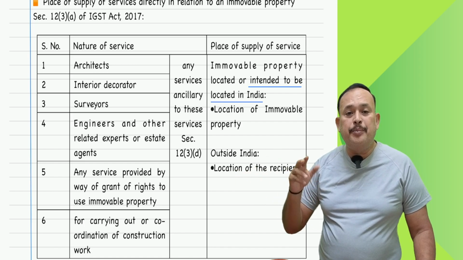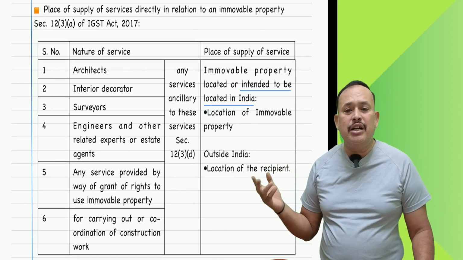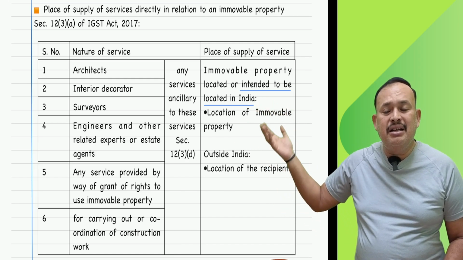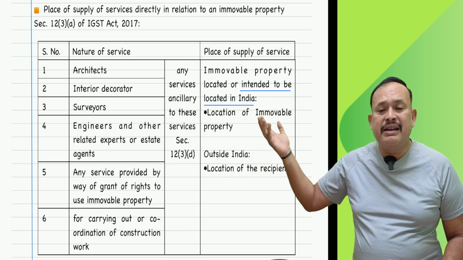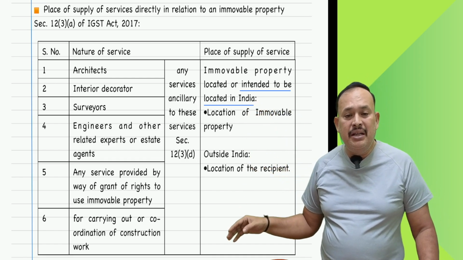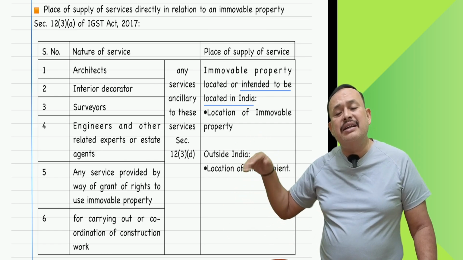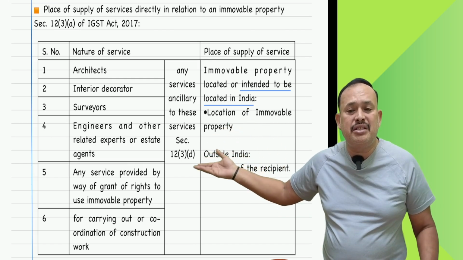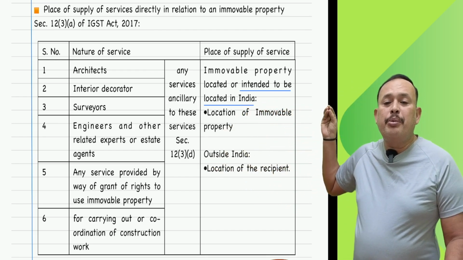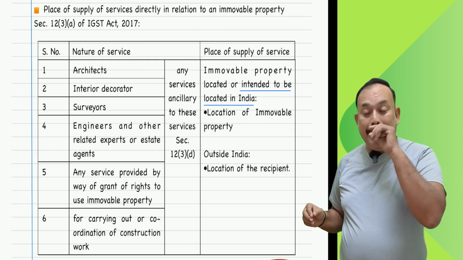Section 12 subsection 3 clause A: place of supply for services directly related to an immovable property, which are architect, interior decorator, surveyor, engineering services, real estate agent services, any service provided by way of grant of right to use immovable property, or for carrying out or coordination of construction work. In all these cases or ancillary thereto, meaning the supporting services thereto, the place of supply goes to the immovable property located or intended to be located in India.